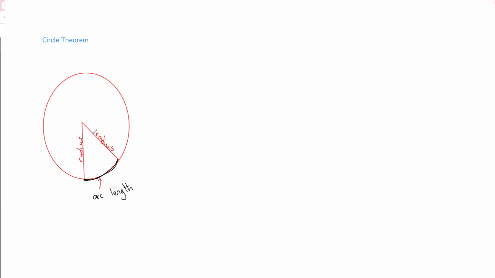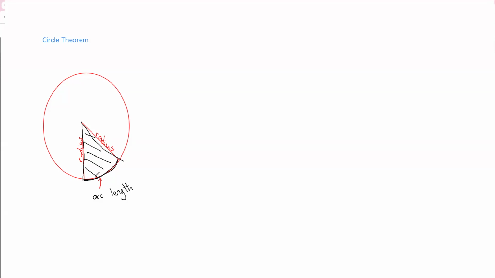So a sector is made up of an arc length and 2 radii, right? So this piece here is a sector, right? Remember the difference between segment and sector. So think of a sector as your slice of pizza.